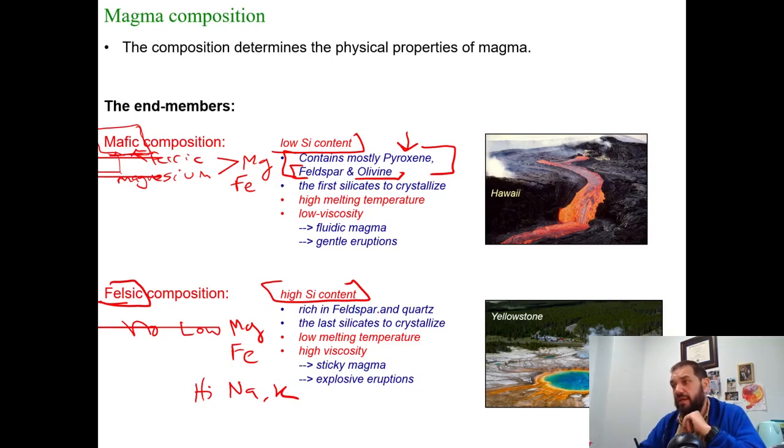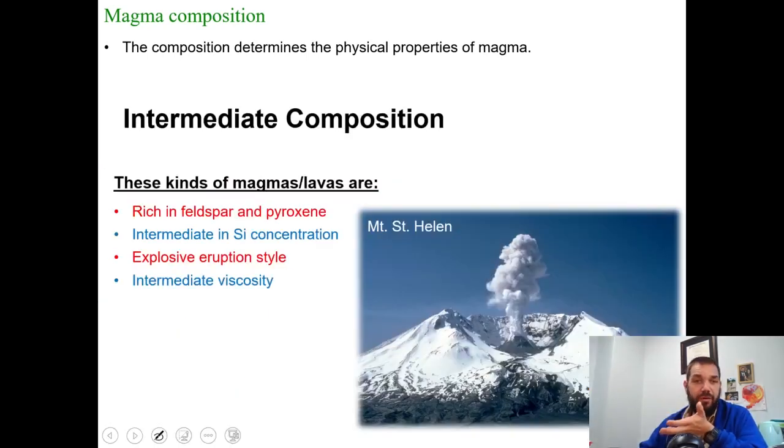Felsic rocks, on the other hand, are going to have mostly feldspar and quartz. You'll notice that feldspar is in everything. That's why it's the most common mineral of the crust, because it is in everything. It's everywhere. When you pick up a random rock outside, it almost certainly contains feldspar.